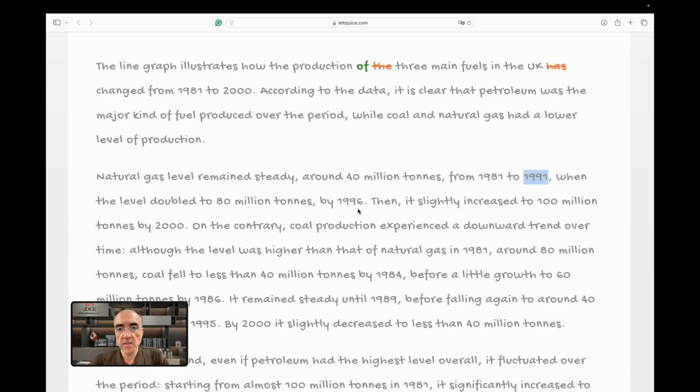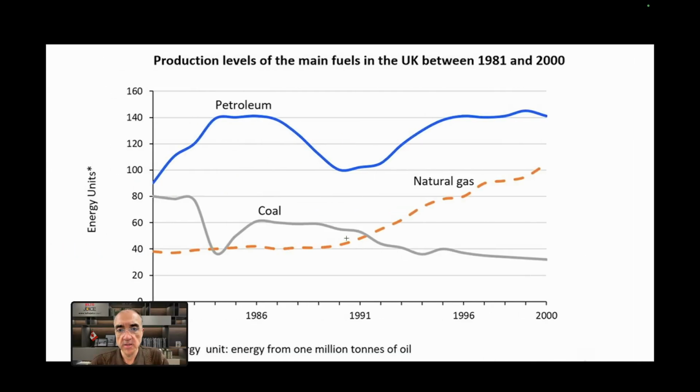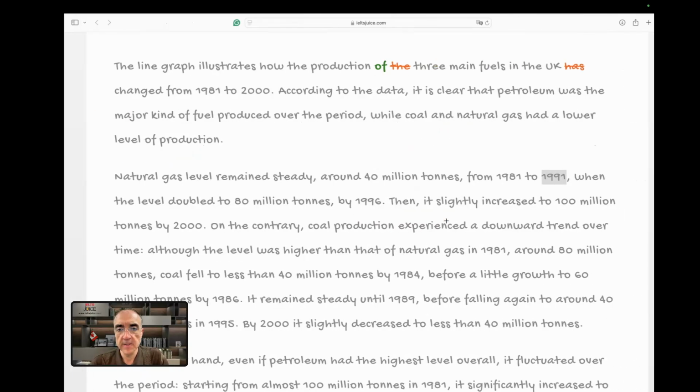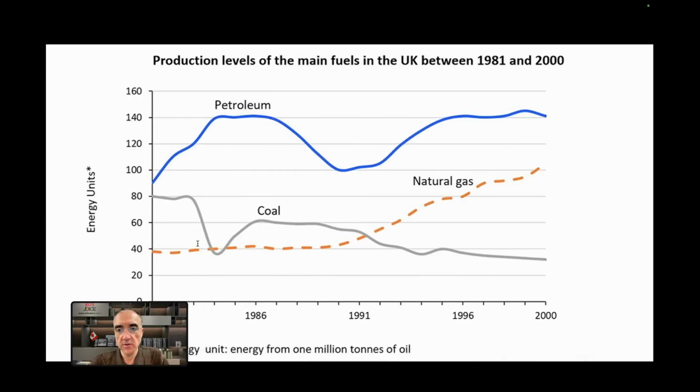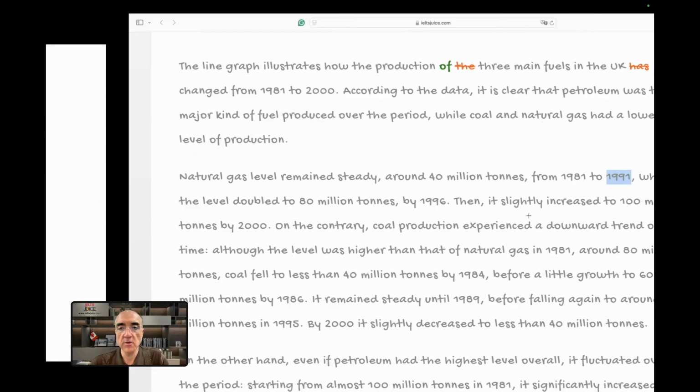By 1996, again, you don't have to write it, but in this case, it's fine. Then it slightly increased to 100 million tons by 2000. Okay, it slightly increased by the year 2000.